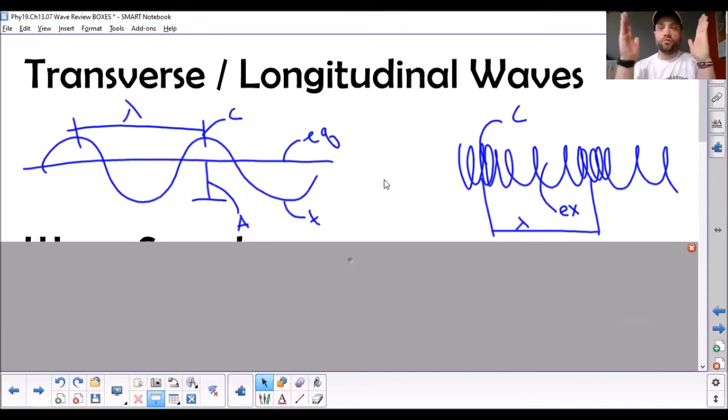Longitudinal waves are all those waves that kind of look like an accordion or a slinky. All the smashed up parts are called the compressions. All the stretched out portions are the expansions. And wavelength is the distance from one clump to the other clump.